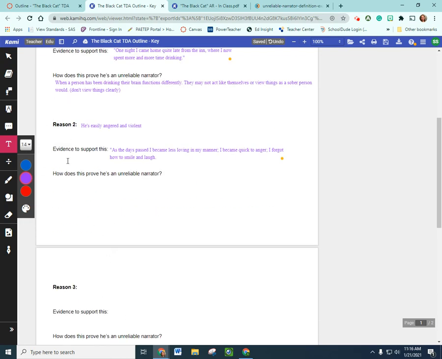How does this prove that he's unreliable? Again, we've got to do analysis. So he's angry, violent. How does that make him unreliable? A person that's easily angered, like our narrator, is viewed as unreliable because he could tell us lies, and people won't want to be around him. He might also be quick to act without thinking, since his anger began, and we see that happen a lot.